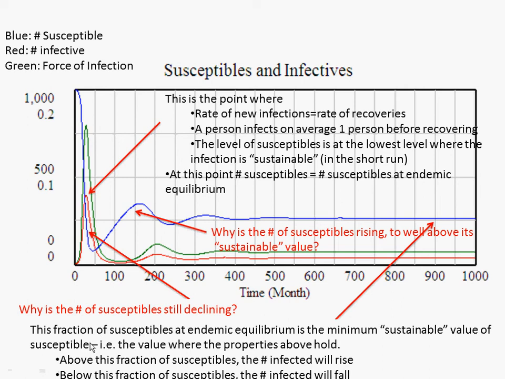And the net fraction of susceptibles at endemic equilibrium is the minimal sustainable value of susceptibles. It's the value where the properties hold. Above this level, yeah, let's talk about that. Ladies and gentlemen, let's do a Gedanken experiment, a simple thought experiment. We have these susceptibles here. What would happen if I nudge upwards the number of susceptibles? I have extra susceptibles come in by the busload into Saskatoon. What will happen?